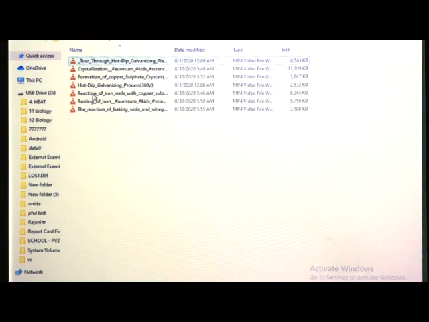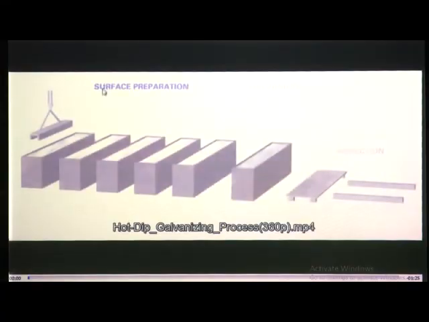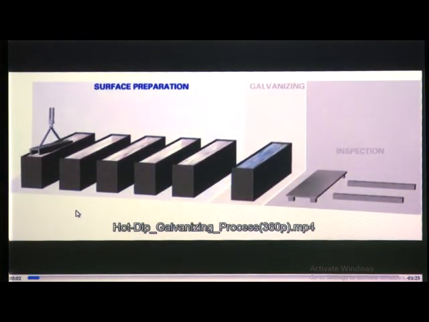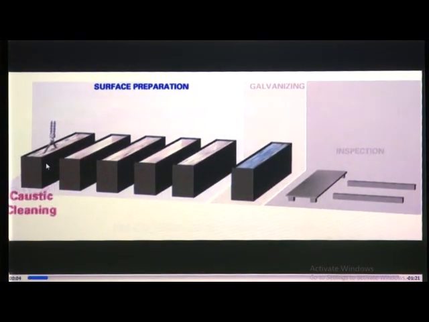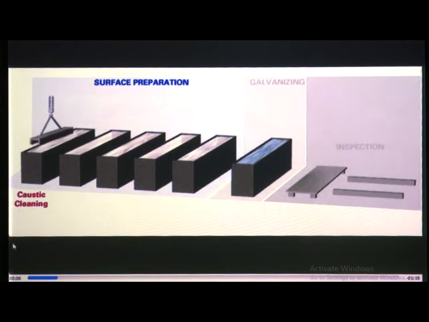So one more video is there, which will explain the steps. So first step, it is caustic cleaning. When we are going to dip these iron parts in this solution, what is the first step? Caustic cleaning, because with this caustic solution we are going to clean these parts first. Okay, so the first step is cleaning.